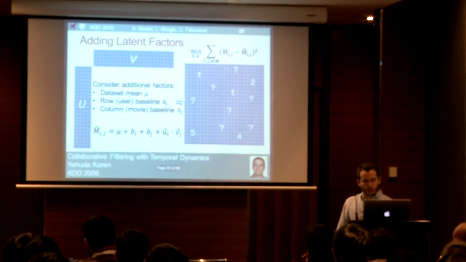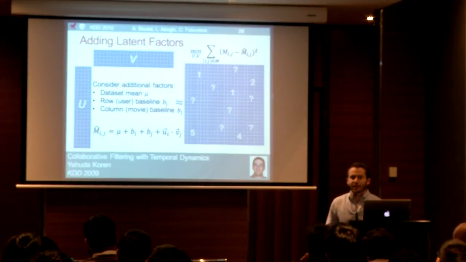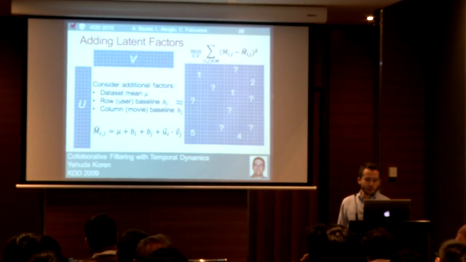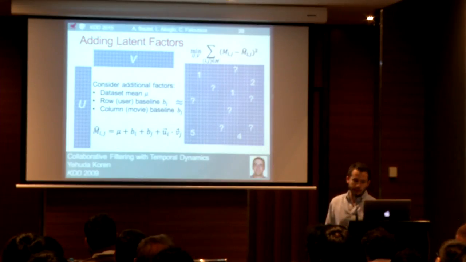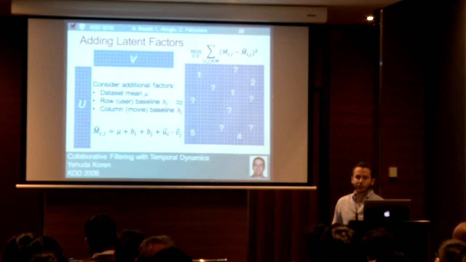Now, a lot of work has been done taking this concept and generalizing it to even more aspects of your data. So Yehuda Koren had a paper in 2009 at KDD that won Best Paper that said, let's add some more terms to that prediction. So at the simplest level, let's just take the general offset of the data.